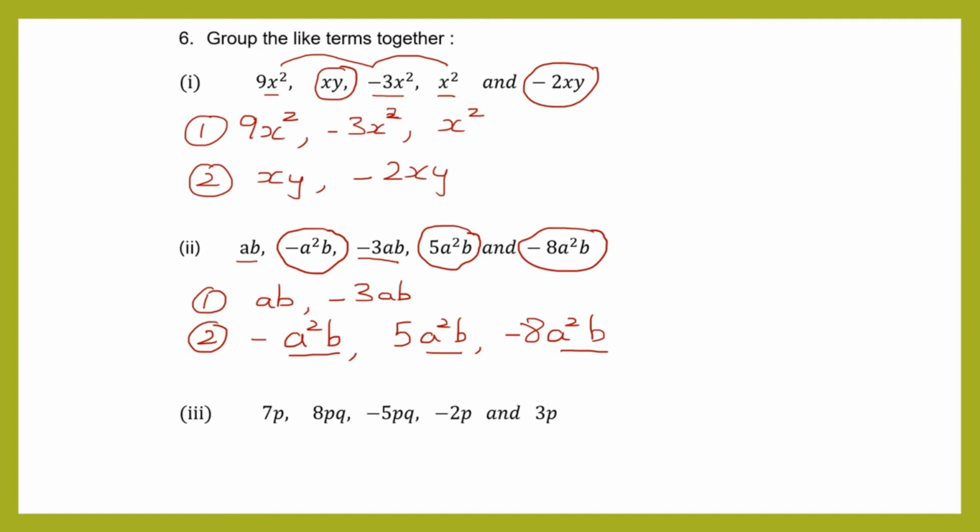Moving on to question 3. Let's look at the like terms here. Now we have p, the letter p. Let's look for more with this. Okay, so 7p, and then we have minus 2p and 3p. So we have the first set of like terms. Then we have 8pq and minus 5pq. So let's write down the first set of like terms: 7p, minus 2p and 3p. That is the first set of like terms. The second set of like terms, 8pq and minus 5pq.